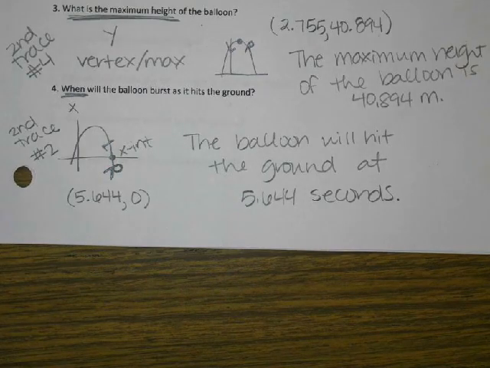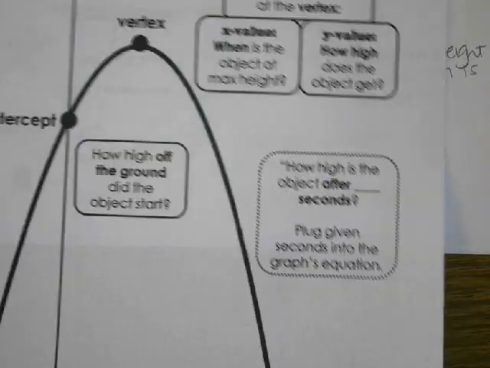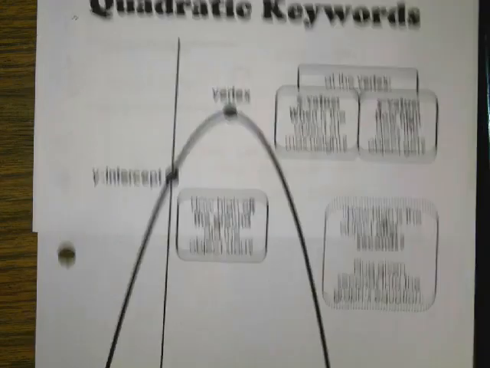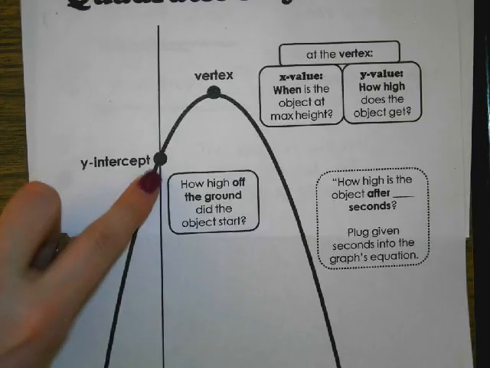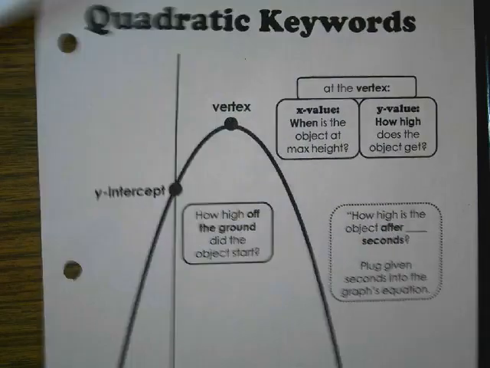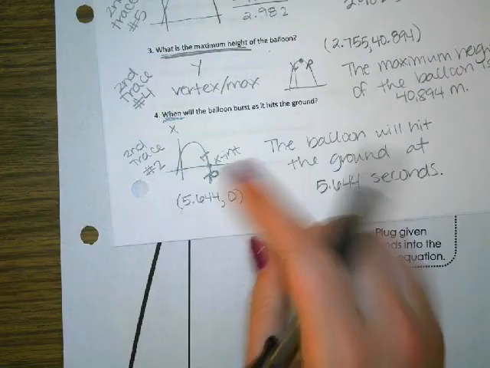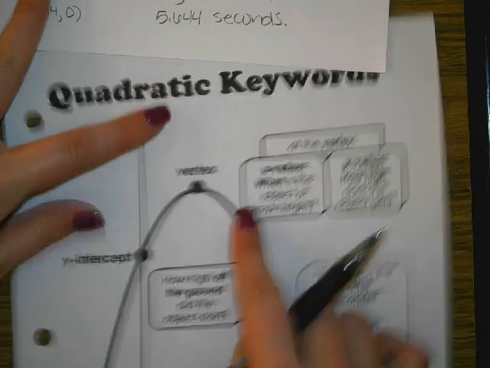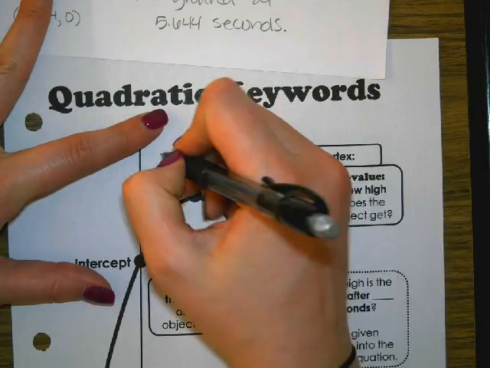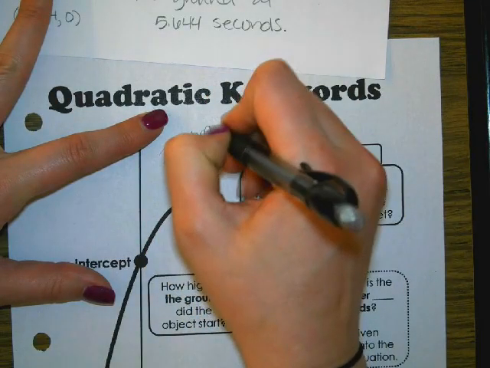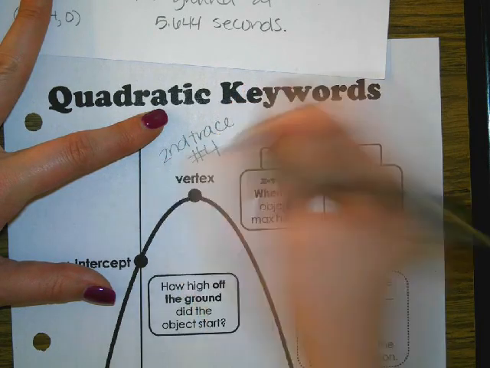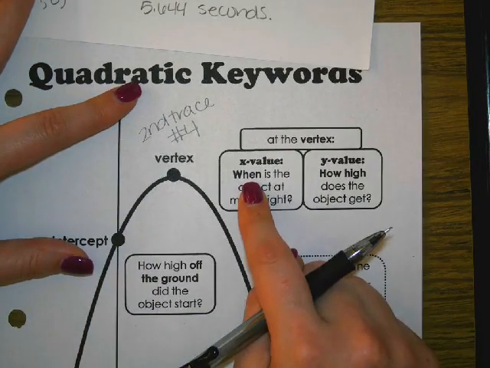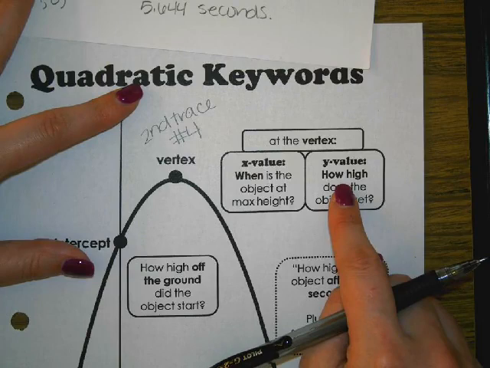Okay, so this sheet that I gave you was kind of meant to be used as a cheat sheet that you could refer to today in case you get stuck. I'm just going to go ahead and take these instructions that we wrote down on the side and add them to the sheet. So if you need to find the vertex, that's where you're doing second trace number 4. And they give you the hint here that it's the x value if they're asking a when question, and it's a y value if they're asking a how high question, if they're talking about the height.